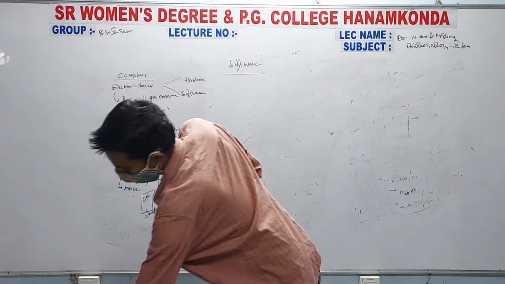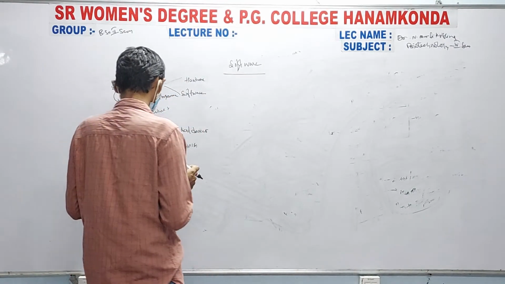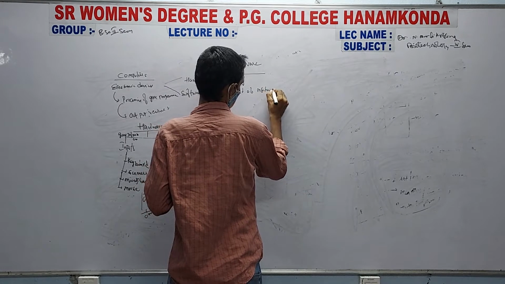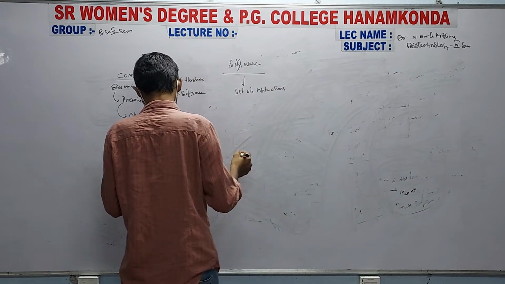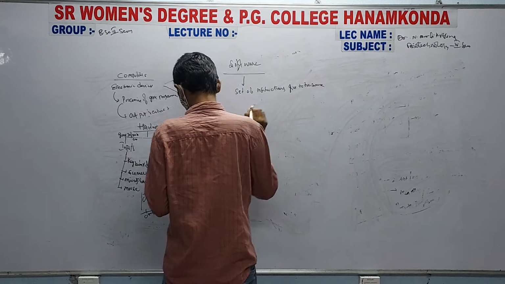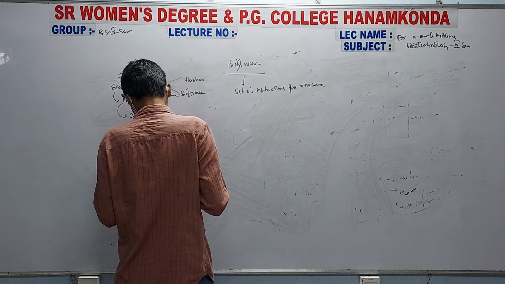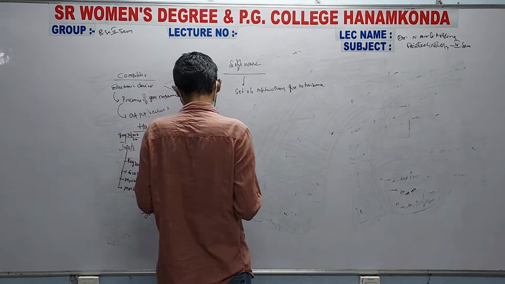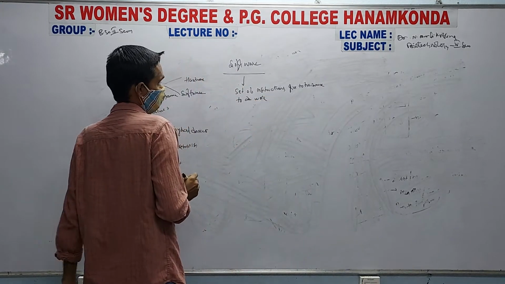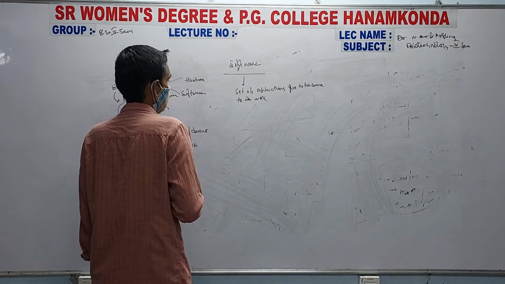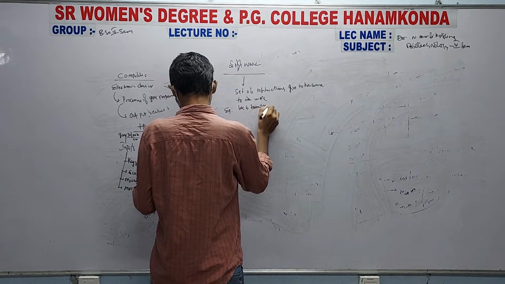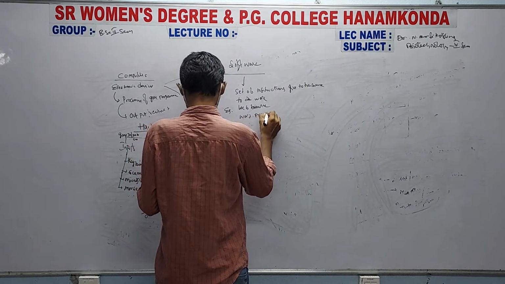So, coming to the software, software is nothing but a set of instructions given to the hardware to do work. So, software is called a set of instructions given to the hardware to do work. Examples include web browser, word processor, etc.